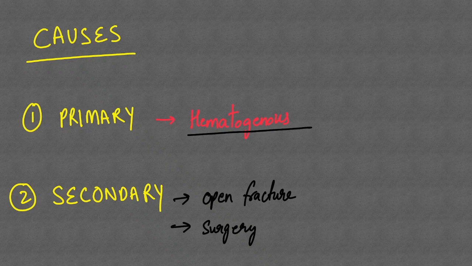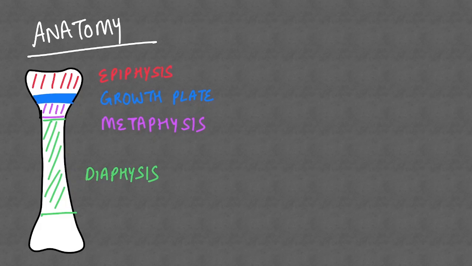For example, in case of an open fracture, the wound is exposed to the external environment and the infection is seeded into the wound while the injury takes place. Another example is while we are performing the surgery, the infection can be inoculated inside the bone directly through an instrument. Now, to understand the infection of the bone, first we should understand the anatomy of the bone.